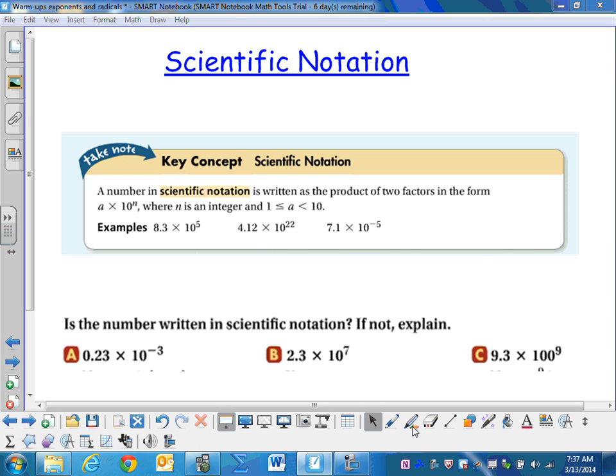The first two examples are very large numbers, and I know that because the exponent is positive. The third example is a very small number, and I know that because the exponent is negative.